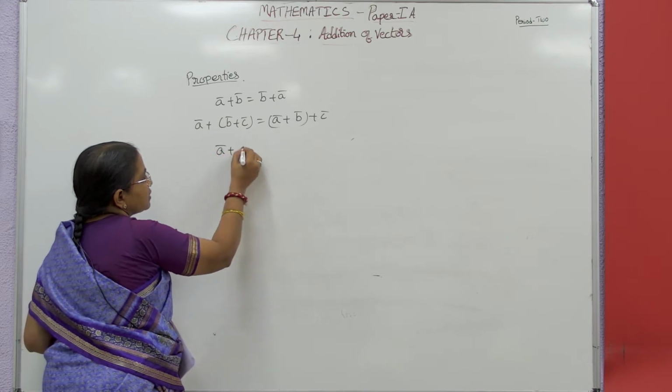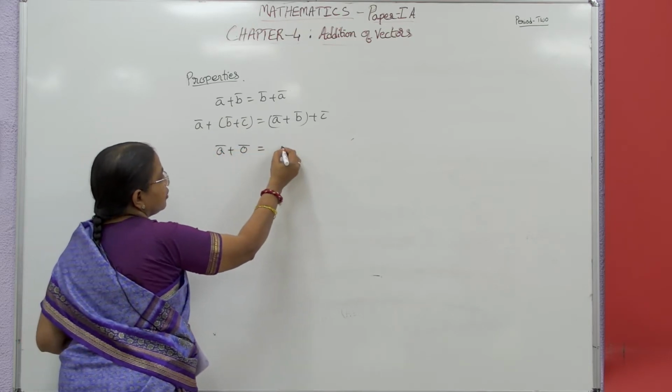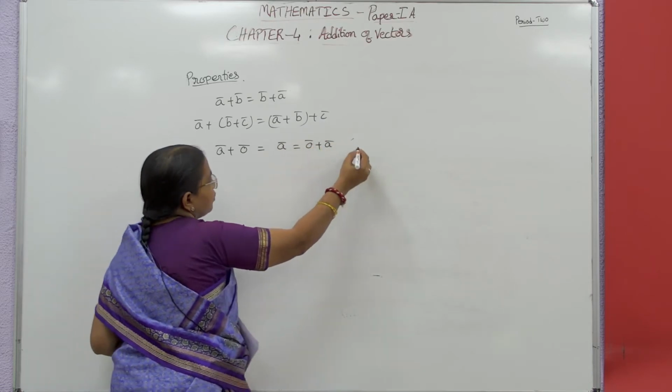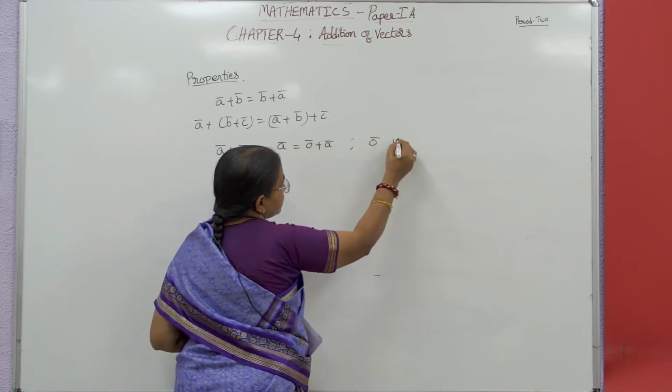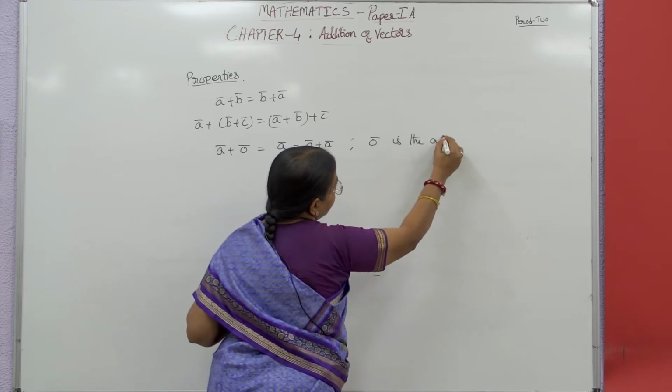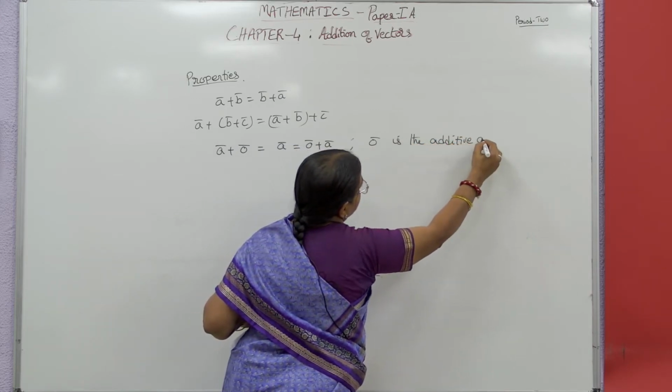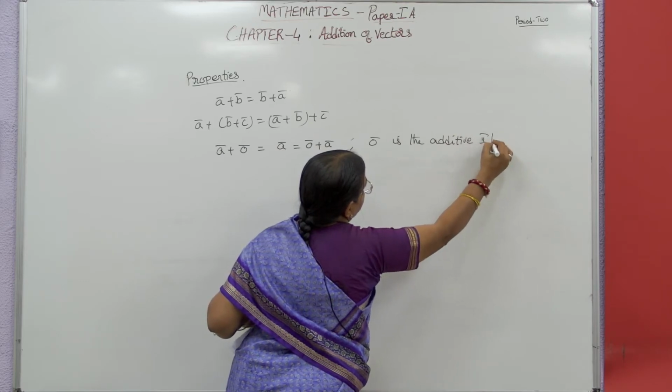Now when you add the zero vector to any vector A, you get the vector A. So the zero vector is the additive identity.